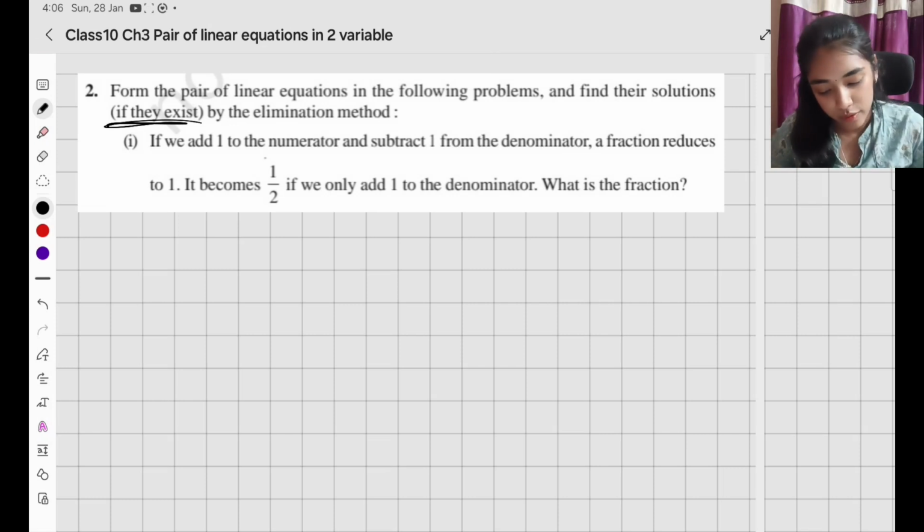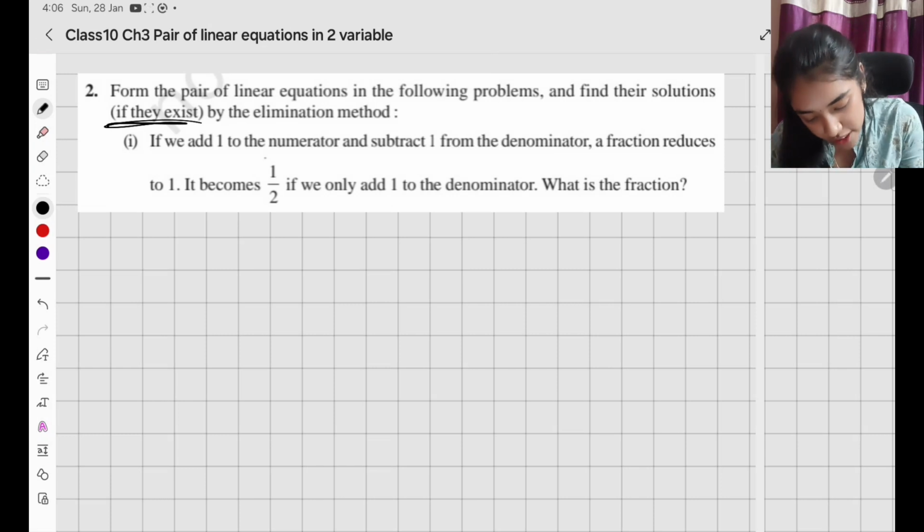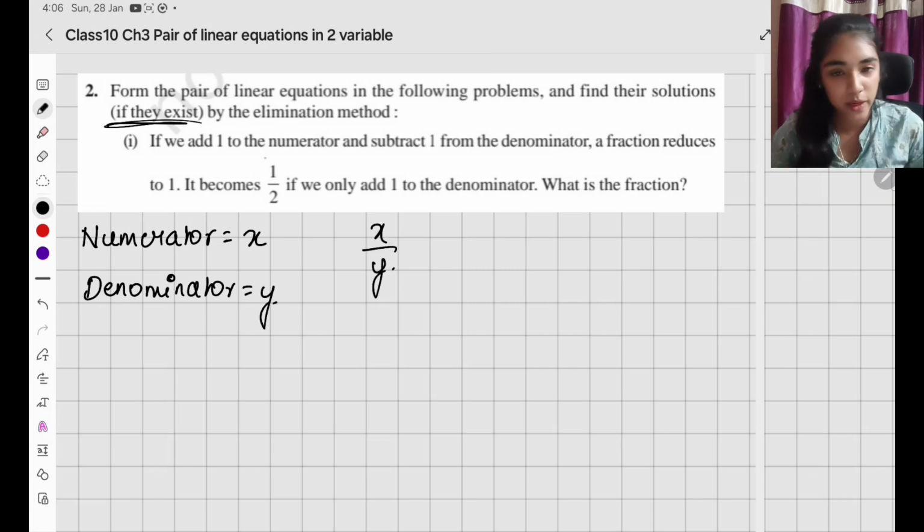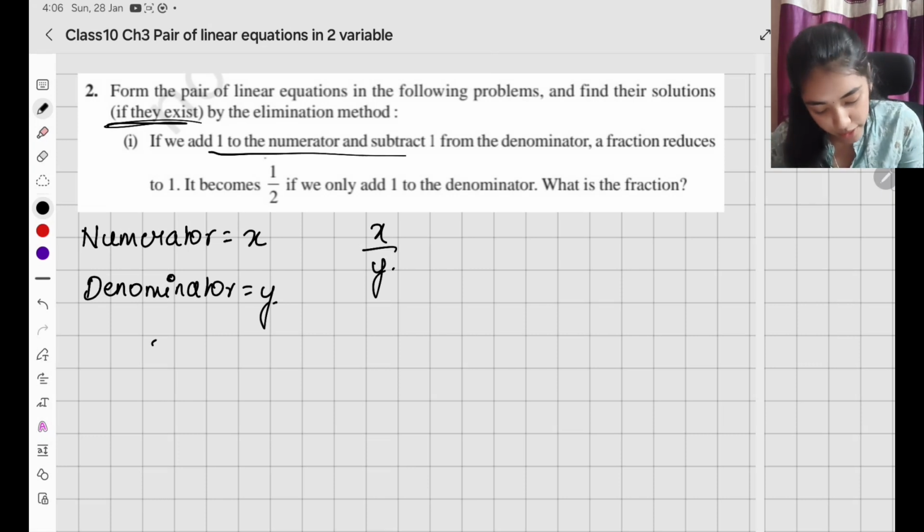Okay, now what is the question? If we add 1 to the numerator and subtract 1 from the denominator. So first we need the numerator, which is going to be x, and the denominator, which is going to be y. So our fraction is going to be x by y. This is what we have to find. Now what does it say? If we add 1 to the numerator and if we subtract 1 from the denominator, the fraction reduces to 1.